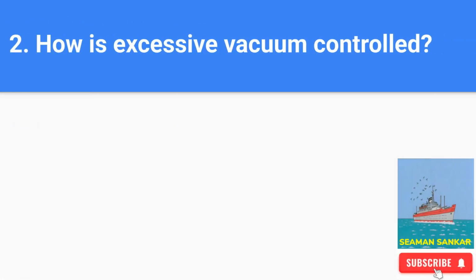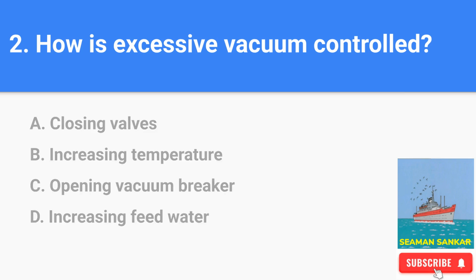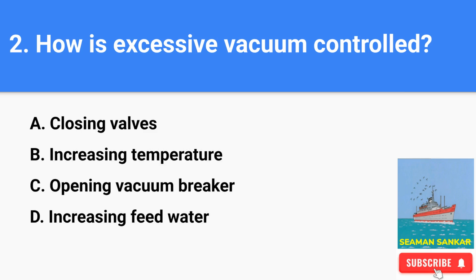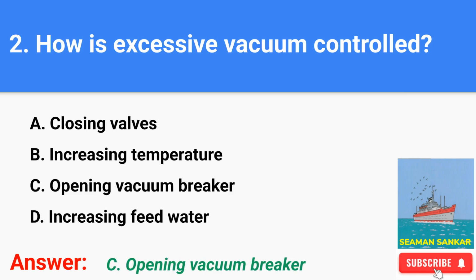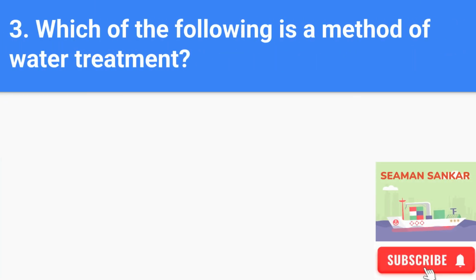Question 2. How is excessive vacuum controlled? A. Closing valves. B. Increasing temperature. C. Opening vacuum breaker. D. Increasing feed water. The answer is C. Opening vacuum breaker.